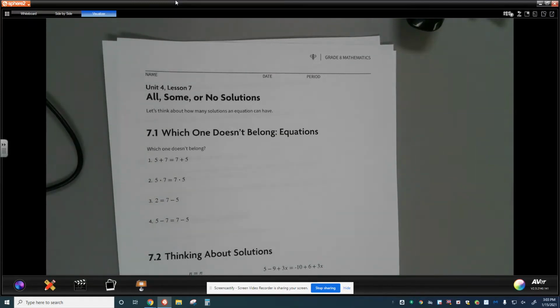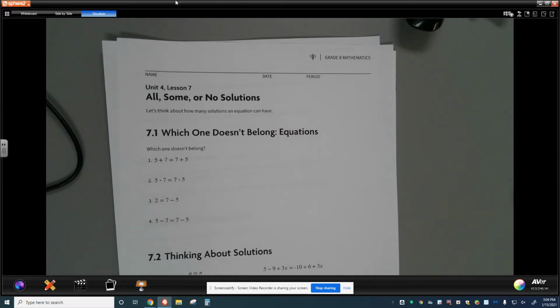Unit 4, Lesson 7. Here we go. We are talking about the number of solutions that any equation can have. And the key thing about the number of solutions an equation can have is there's only three types or three values that could come out of this.